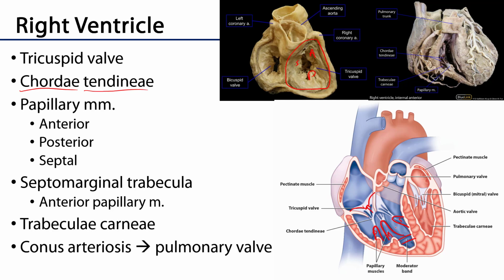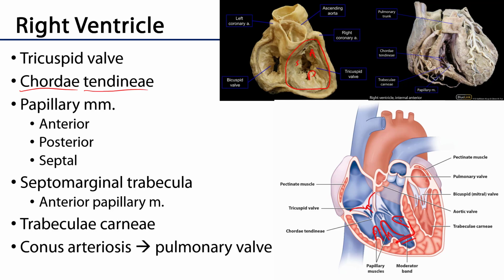The septomarginal trabecula was actually first described by Leonardo da Vinci, and there were various hypothesized reasons for its presence in the heart, but we now know that it conducts right bundle branch fibers across to the right side of the ventricular wall.